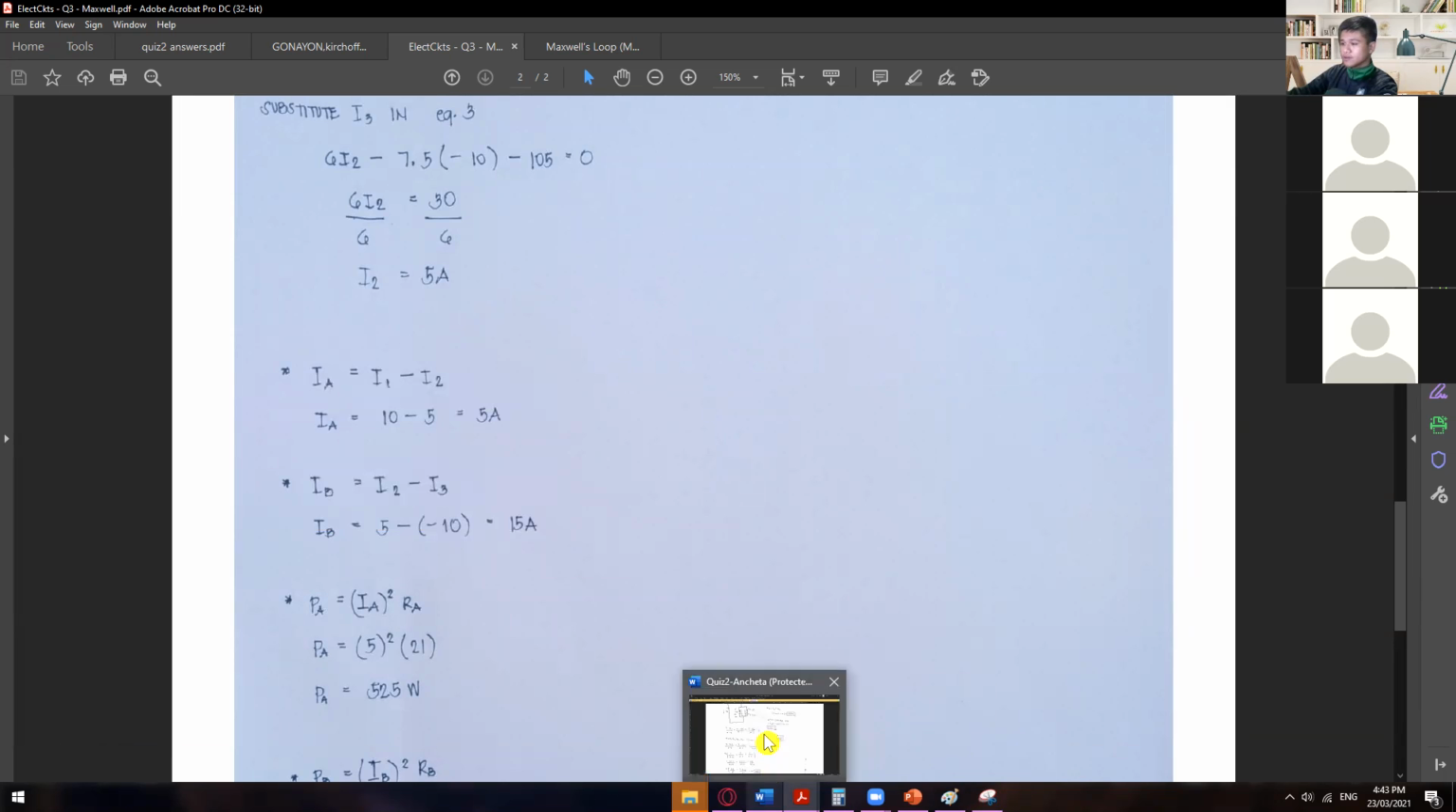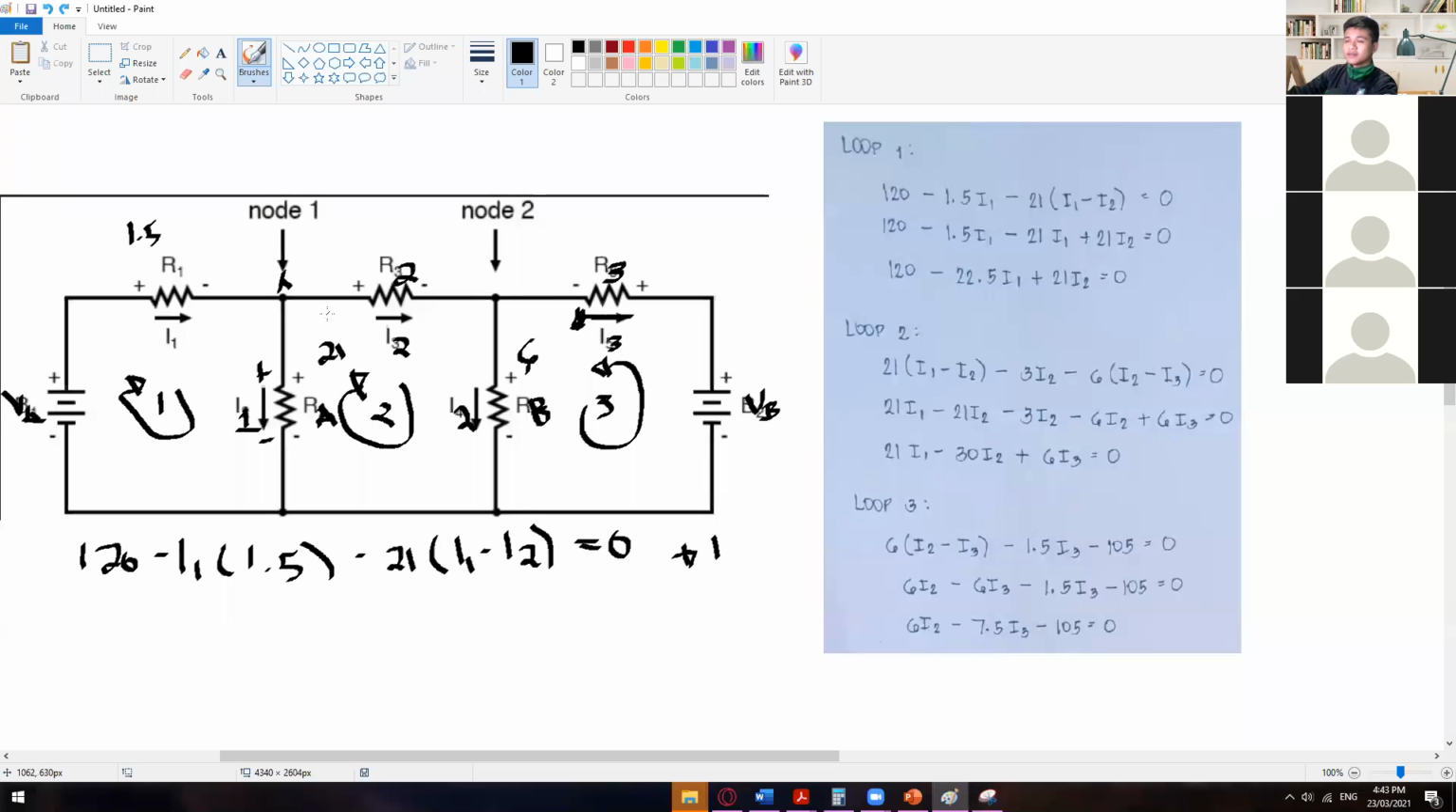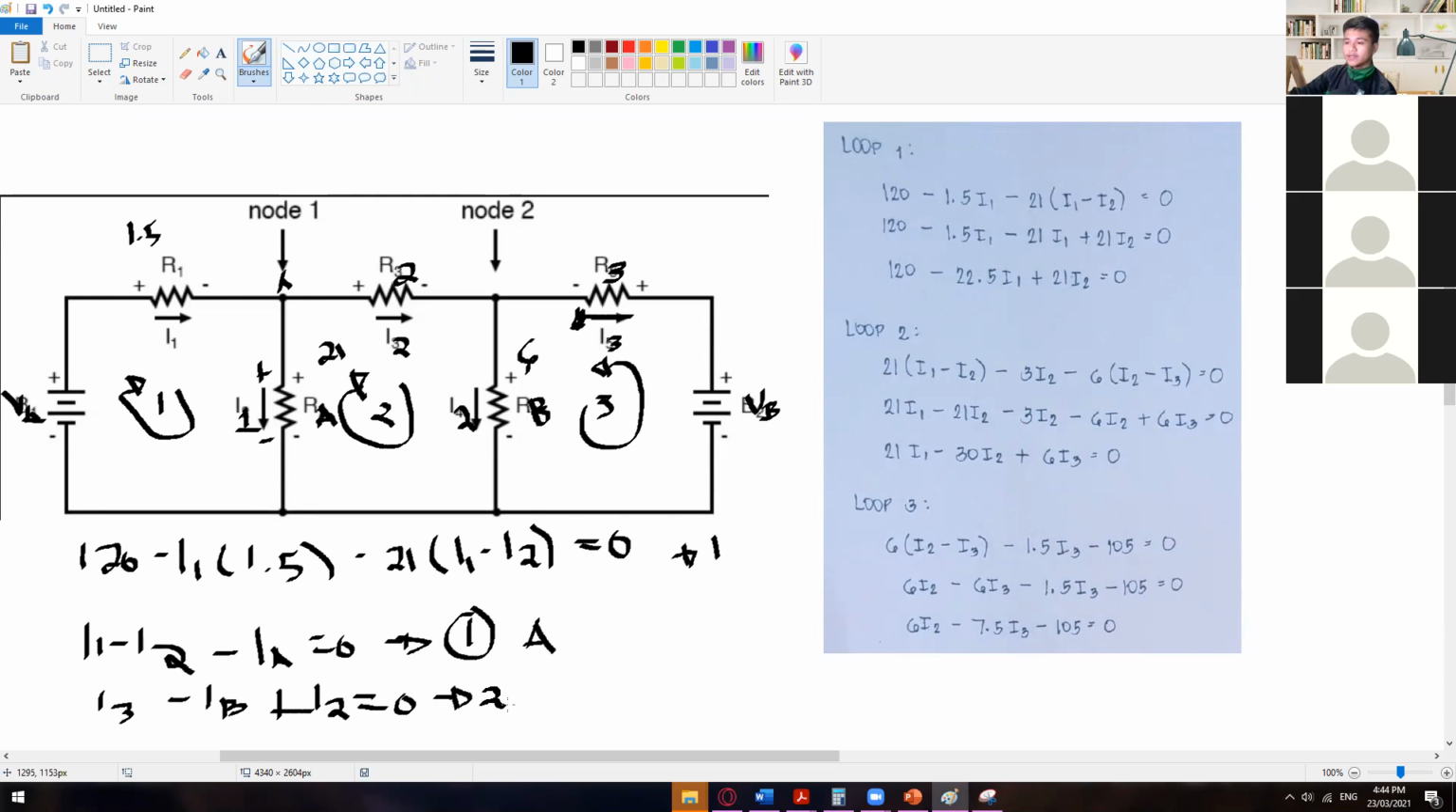So going back to the equation. Anyway, so we have here this I1, say node A: I1 minus I2 minus IA is equal to 0. So this is your equation number 1 at node A. And then the next one at node B, so we have here positive I3 minus IB, and positive I sub 2. Okay, so this is again another equation.